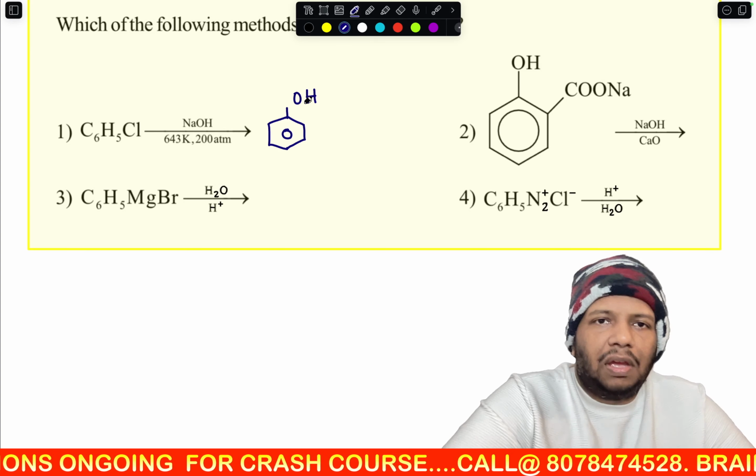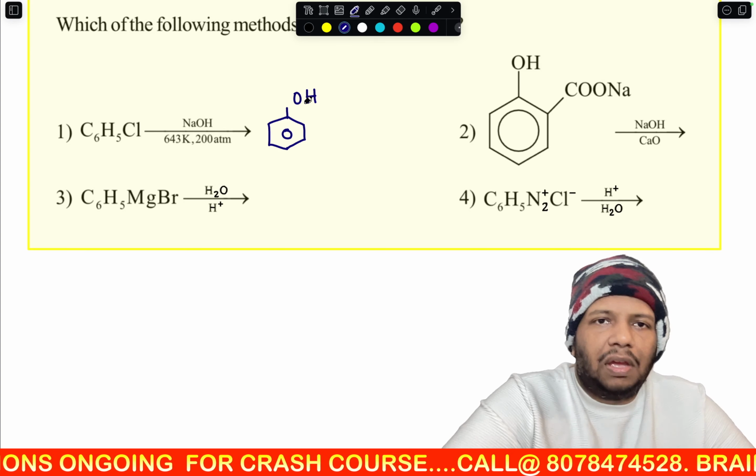Now let's start analyzing the second option. So this is the second option where you have phenol and COONa. That is an acid derivative, or actually a salt, COO minus and Na plus. It is treated with NaOH and calcium oxide. So what is happening here, sir?